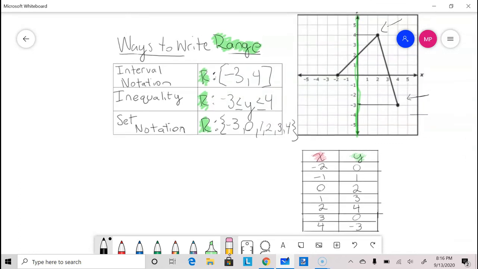So I hope that this has helped with a little refresher of domain and range.